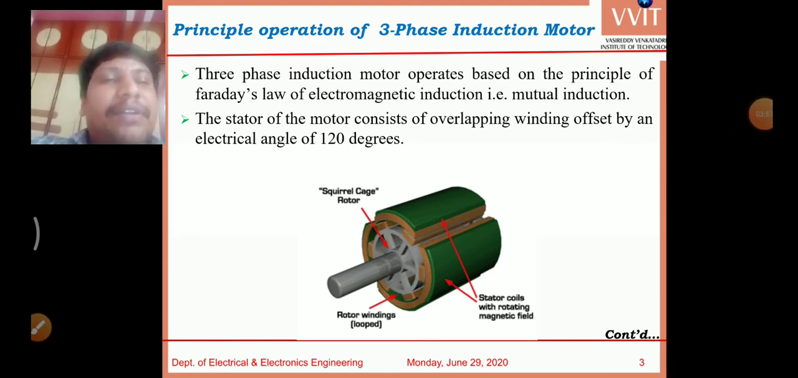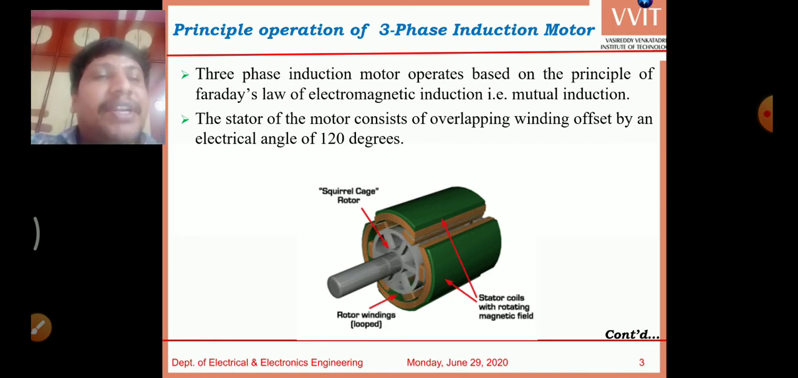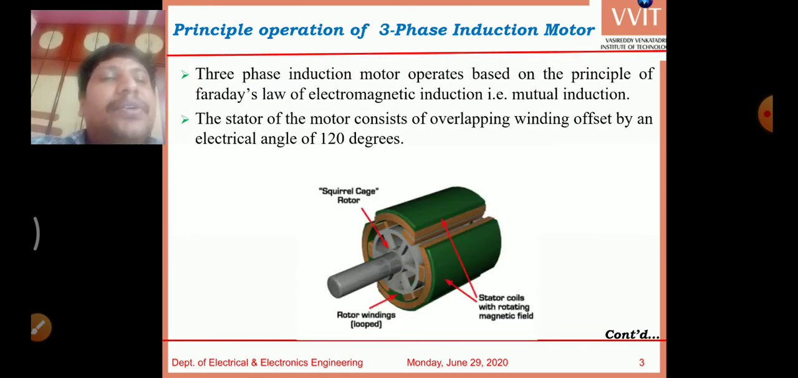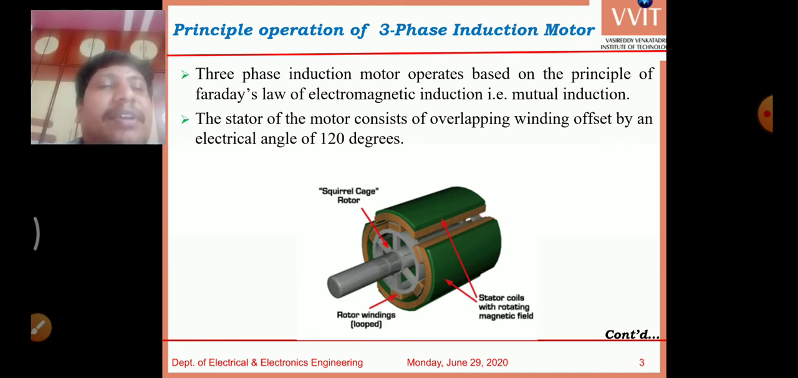From this figure, how will the motor rotate? When the three-phase supply is given to the stator windings, the stator windings produce a rotating magnetic field. The rotor is short circuited by end rings or by adding external resistance. According to Faraday's law, the rotor cuts the rotating magnetic field, then an EMF will be induced in the rotor circuit. Due to that EMF, current will be produced in the conductor.